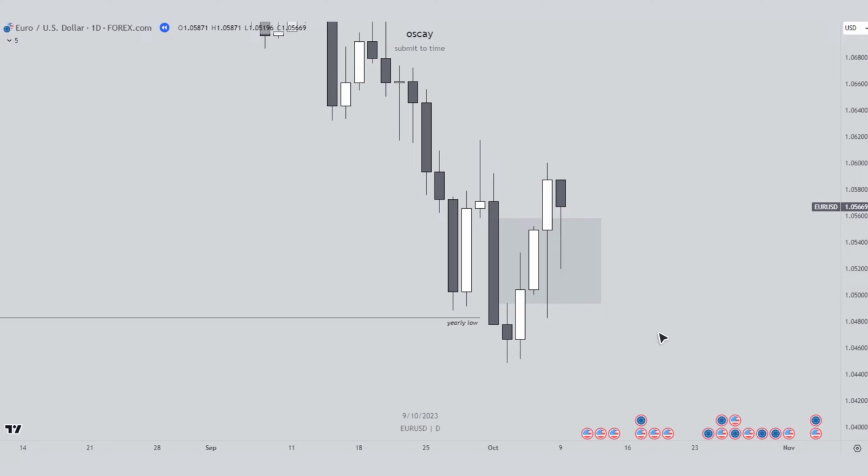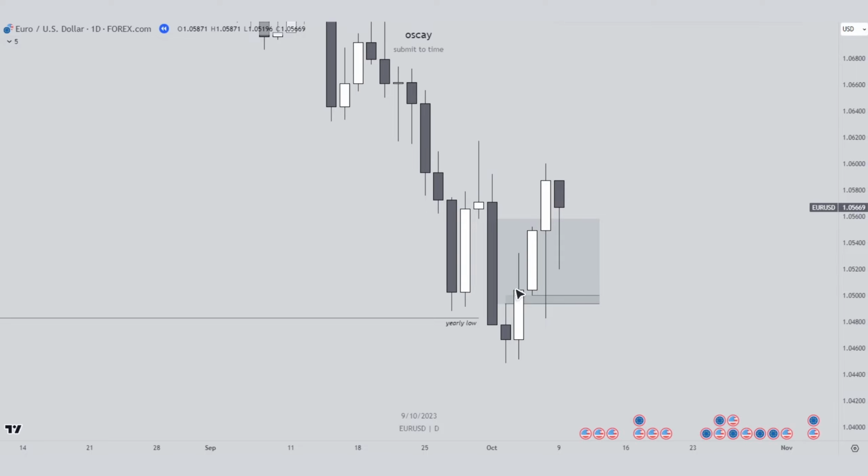So once we zoom in a bit more, we can see that we created a daily fair value gap when we displaced down in the yearly low. This daily fair value gap was an indication for me that we might want to continue to go down after tapping into it. But when we failed to continue downwards after tapping into it, I had to change up my bias because I saw that there was a daily fair value gap getting created to the upside. As you guys can see, I just annotated it on the chart. This daily fair value gap right here also held price up. So that was a clear indication for me that we were going to continue to go up.